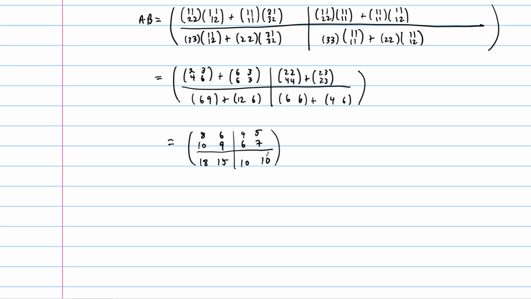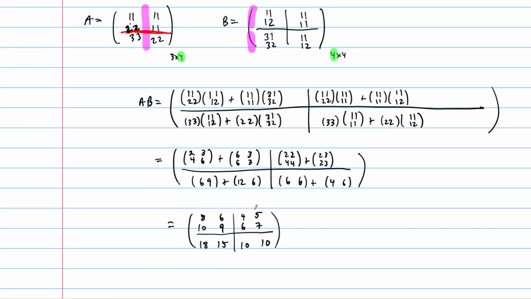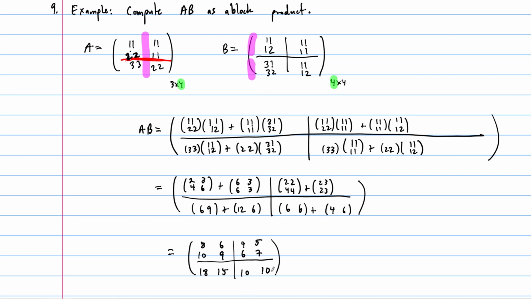Okay, and so that's how this works. So this is our product AB. At this point, you can drop all the partitions and you'll have the answer as just a 3 by 4 matrix. But this is how it works.